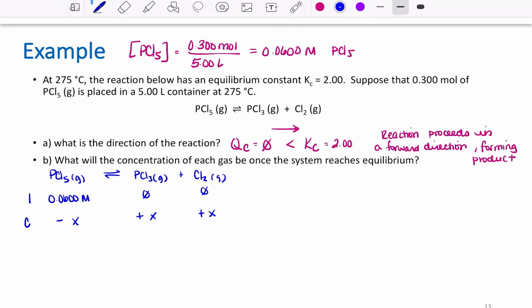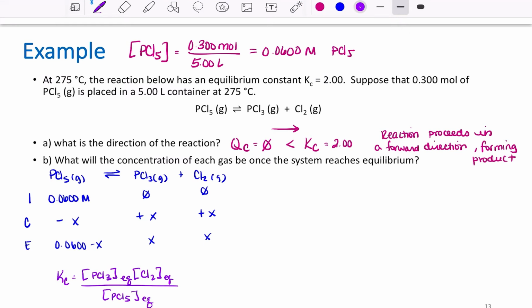Because there's only 1 mole of each, it's just X and not a multiple of X. At equilibrium, I have 0.0600 minus X, X, and X. Now I'm going to write out my Kc expression. I know that's my products over my reactants, so this will be equal to PCl3 at equilibrium times the concentration of Cl2 at equilibrium divided by the concentration of PCl5 at equilibrium.